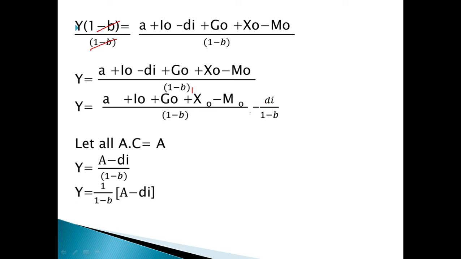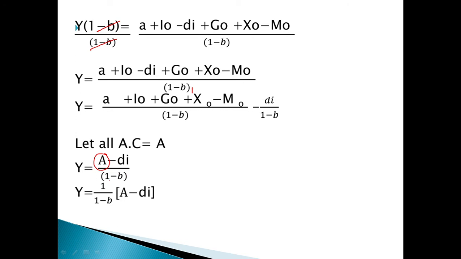And that is why we have this here. Now if we assume all autonomous components to be equal to A, that is all the variables here to be equal to A, we'll be left with A minus Di over 1 minus b. We should note that this A here is representing A plus I naught plus G naught plus X naught minus M naught. So therefore we are left with A minus Di over 1 minus b.